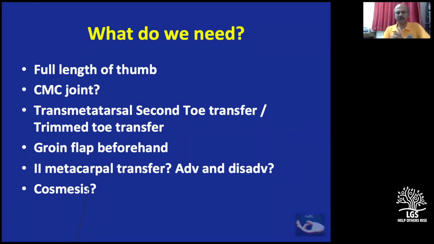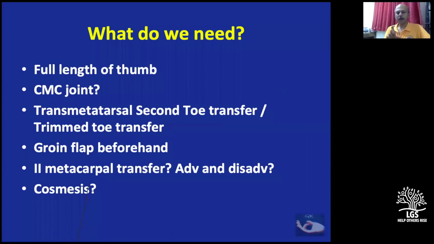Now the toe transfers that we are planning for. When you have a problem like this, where there are only 3 fingers of a 5-fingered hand, we need to try to add on rather than subtract. So pollicization is a technique where you subtract. We want to add on here rather than subtract. So a toe transfer is ideal, but we need to give a groin flap because the toe will not bring enough skin. So a groin flap beforehand is ideal.